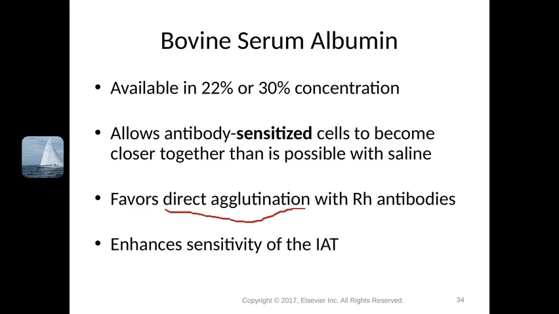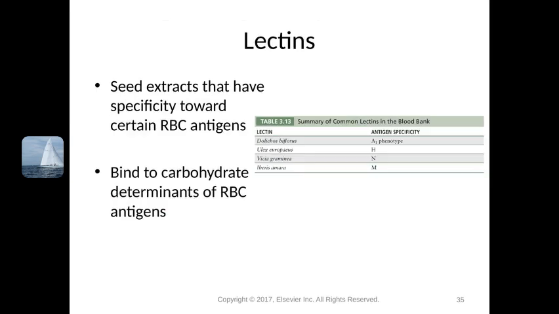Our lectins, we have different types of things called lectins. These are actually seed extracts, and they actually have specificity towards red cell antigens. Imagine being the person that discovered that. Right? Just playing around with plants and you find out we have some sort of blood bank application. Who knew? But these will bind to the carbohydrate determinants of the red cell antigens, so we can actually use these.